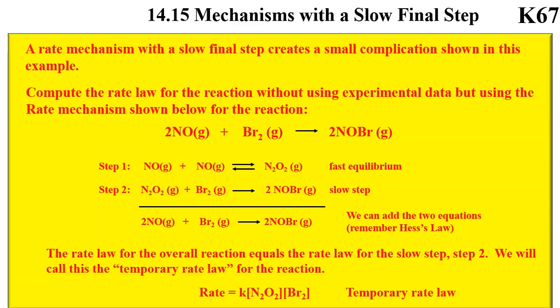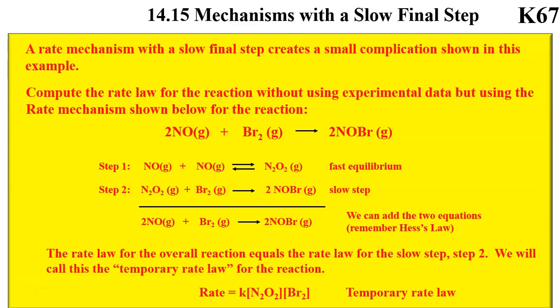N2O2 is an intermediate. It shows up at the end of step 1, it enters step 2, and it's not in the final product of the overall reaction. The only thing in the final product of the overall reaction is 2NOBr. So N2O2 is what we defined earlier as being an intermediate. It's created in the middle of the reaction, and it goes away in the middle of the reaction.